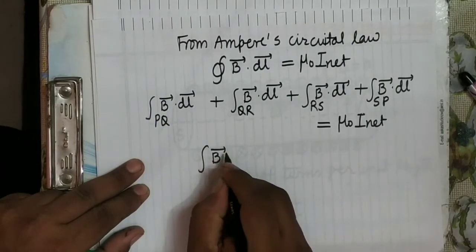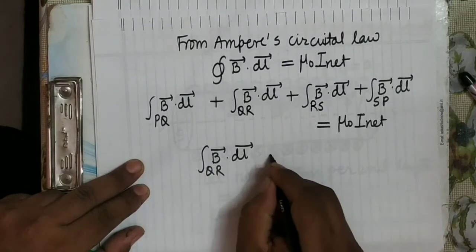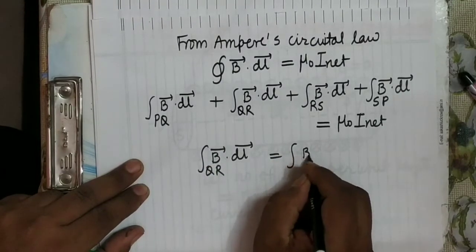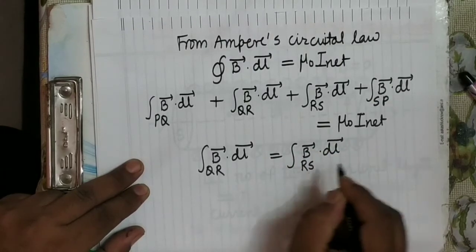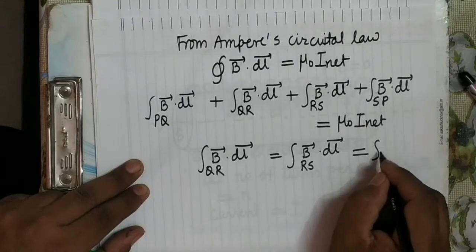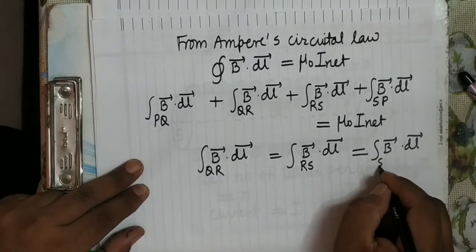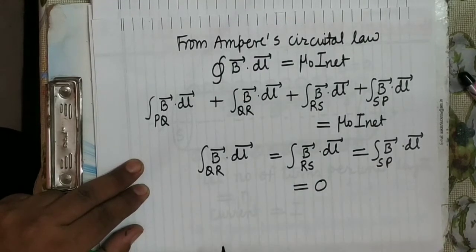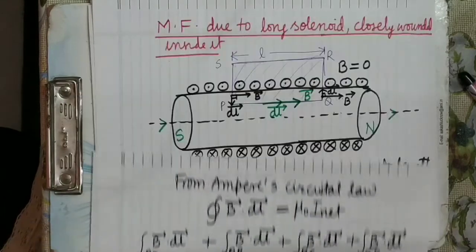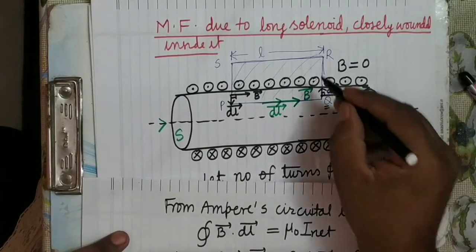So vector B dot vector dl over QR equals vector B dot vector dl over RS equals vector B dot vector dl over SP. All these will be 0. Why will they be 0? Because either vector B is perpendicular to vector dl. Here you can see over this part of QR, Q is this and R is this.